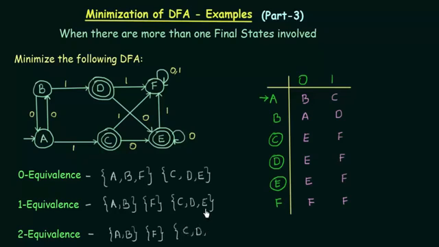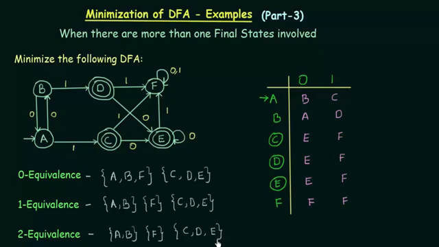Now let me check if E is also 2 equivalent to both of them. Let me check it with D. So D and E, on input 0 they go to E and E, same states, fine. And on input 1 they go to F and F, again same states, so it is fine. So I can say that D and E are 2 equivalent to each other. That means C, D and E are 2 equivalent to each other.